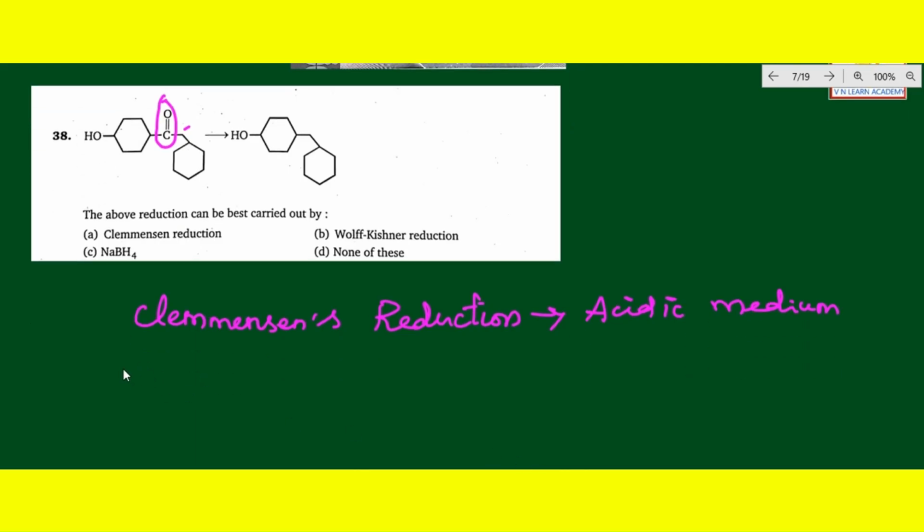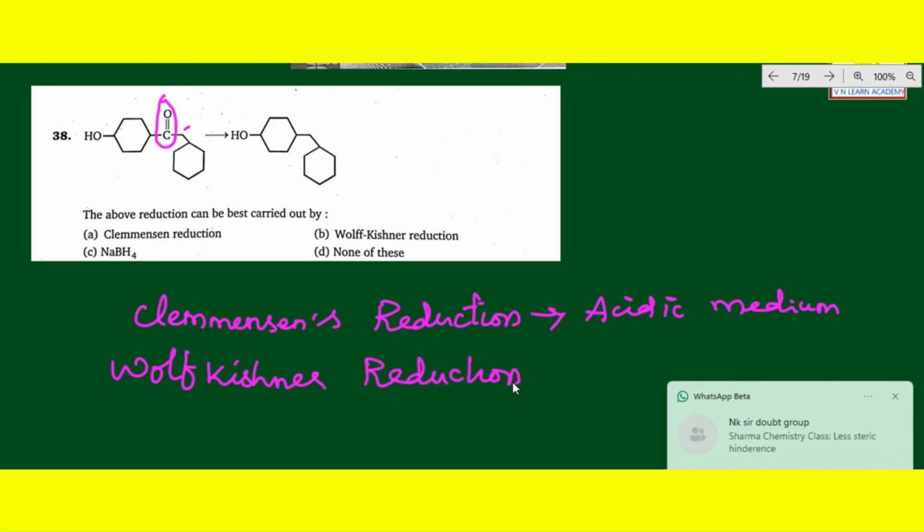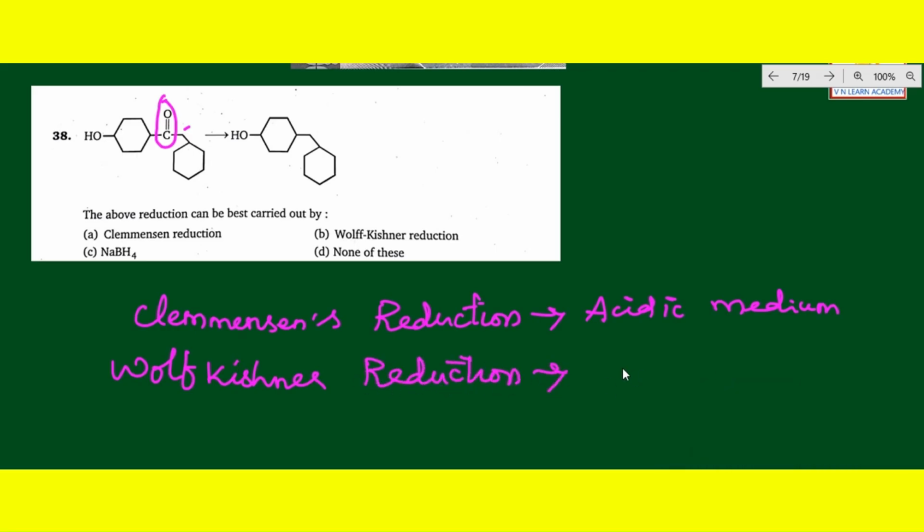So the next one, what is it? Wolff-Kishner reduction. Wolff-Kishner reduction is actually a basic medium: hydrazine, NH2NH2, along with KOH while heating. So this is basic medium, right? What is the main point I wanted to mention here? Acidic medium and basic medium, Clemmensen reduction and Wolff-Kishner reduction.